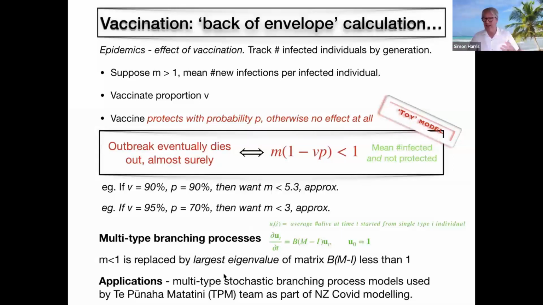So you've got much more flexibility, you can do much better modeling, and there's a big theory of multi-type branching processes that goes along to help this. Now I'm just a theory guy working far away from the applications, but as you're probably aware, these stochastic branching process models have been used extensively by Poonawala Tatini, the TPM team, as part of our NZ COVID modeling. So they really are used. You have many types, you break it down, and then you get estimates. Very sophisticated models can give very good detailed estimates and predictions about what's going to happen, and played an important role in keeping us safe over the last couple of years.